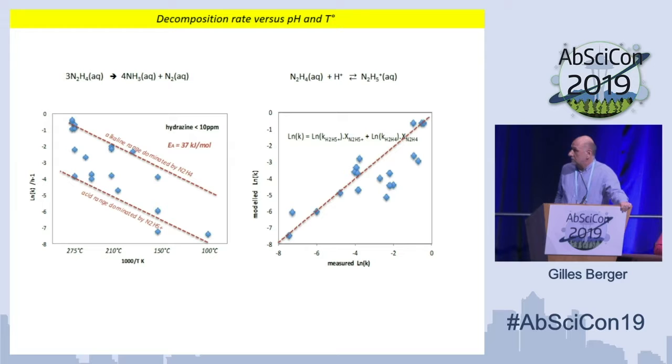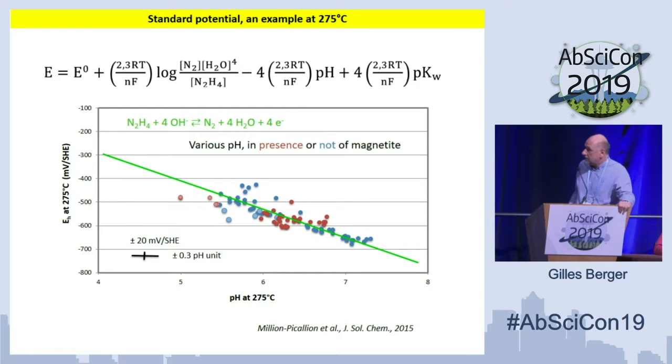We used it 10 years ago to measure the standard potential for the decomposition rate of hydrazine versus temperature and also pH. And we found that the hydrazinium species at low pH is more stable. We even suggested a single law to fit the data. And we also measured the standard potential of the oxidation of hydrazine by processing the EH-pH data here at high temperature, because it was for another purpose.